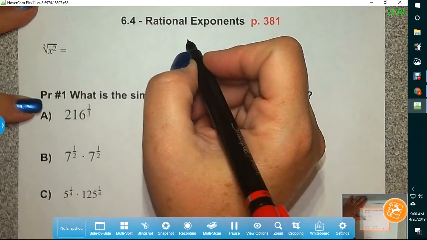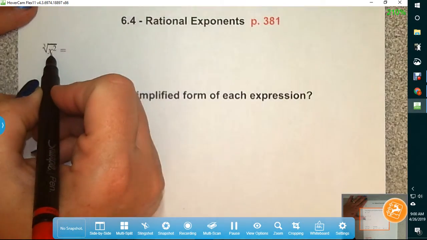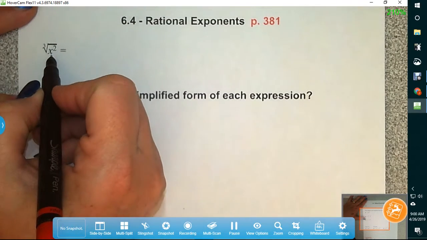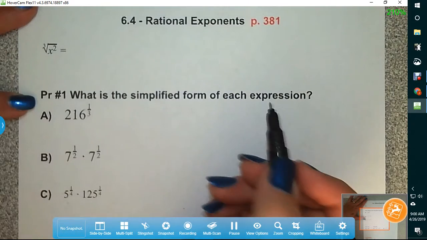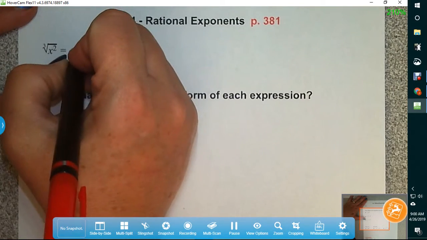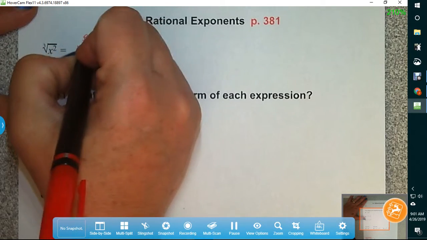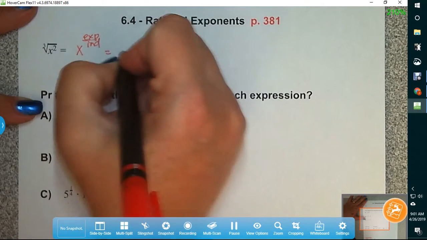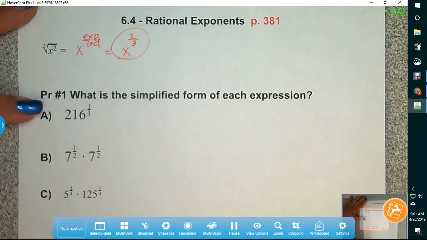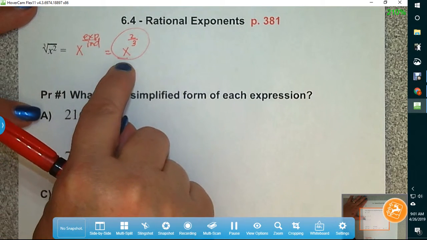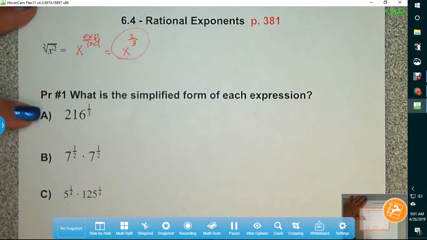What I want you to remember is that when we were working in section 6.3, we could simplify a variable under the radical by putting the exponent over the index. Well, that's what we're going to do here too. We're going to put our variable down, and then we're going to put the exponent over the index. So that will give me x to the 2/3 power. That is the exponent equivalent to the cube root of x squared.